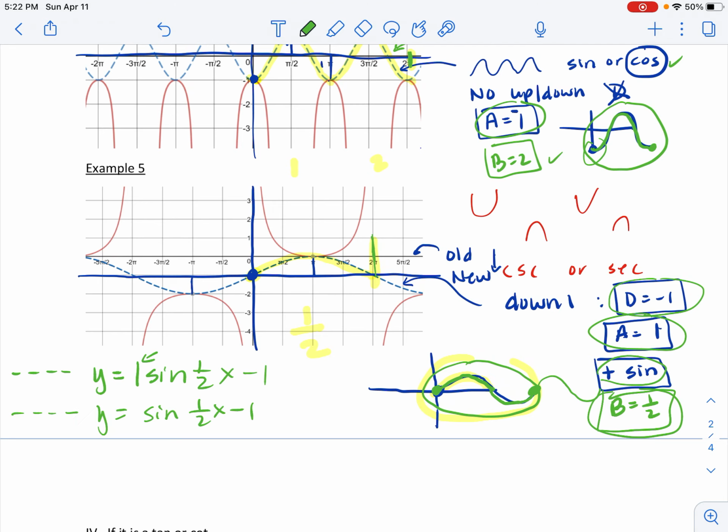But you guys, again, this is just a dotted graph. I don't want an equation for the dotted graph. I want an equation for the red graph. So to find an equation for the red graph, I just need to take the reciprocal of that. Okay, what's the flip of sine? I know that the flip of sine is cosecant, so this would be y equals the cosecant of 1/2 x minus 1. All right? Okay, we're almost done.